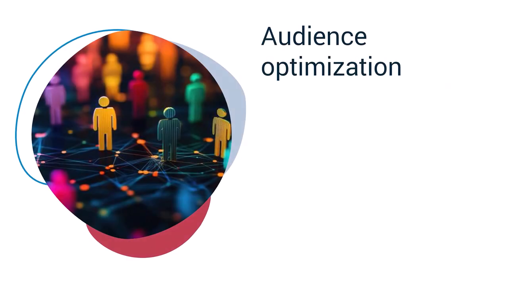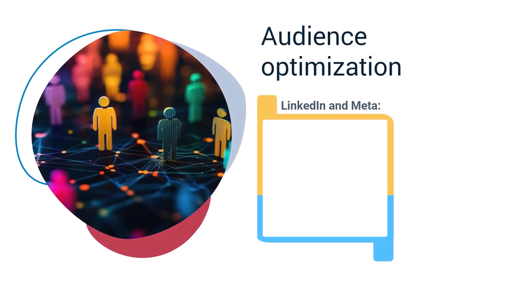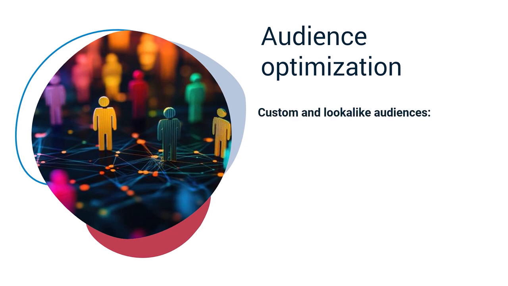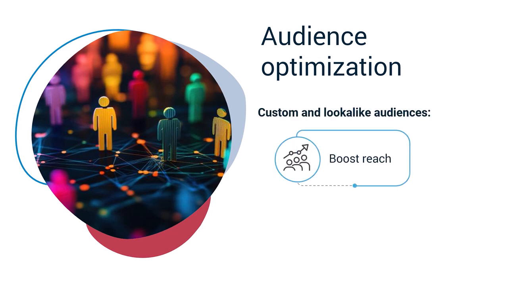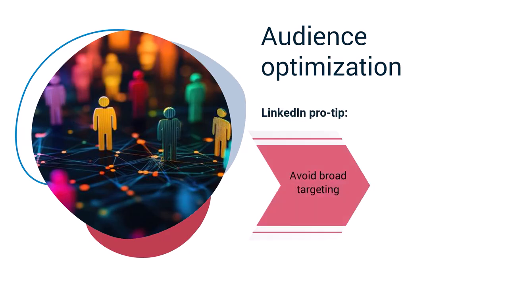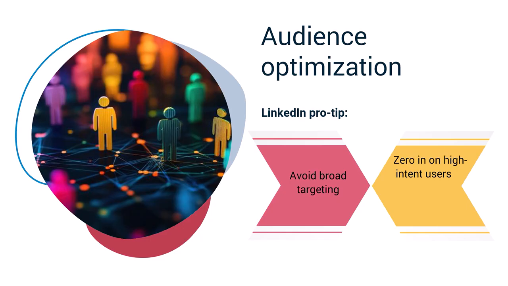First up is audience optimization. LinkedIn and Meta let you get super specific with who sees your ads. Think demographics, job titles, industries, and even psychographics on Meta. Using custom and lookalike audiences helps you expand your reach while staying relevant. On LinkedIn, avoid broad targeting, it's expensive. Instead, zero in on high-intent users like senior decision makers.